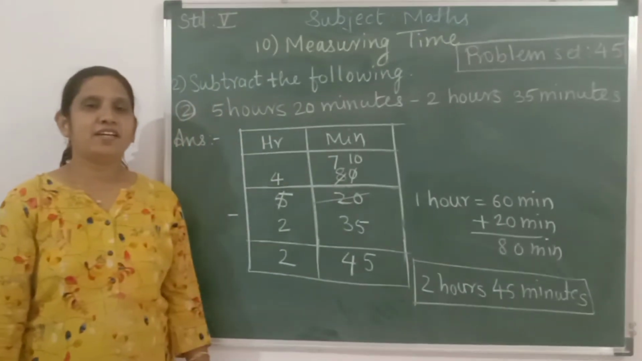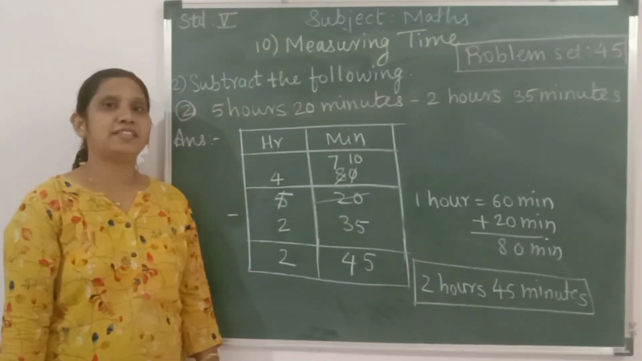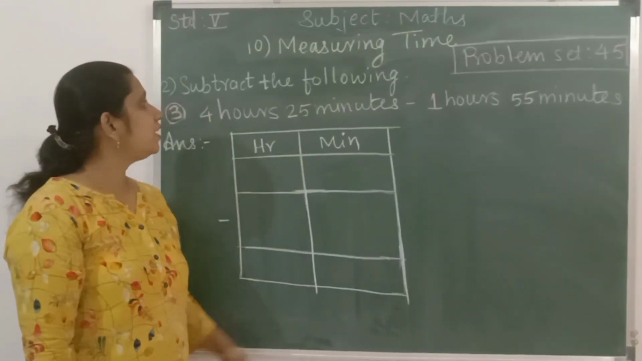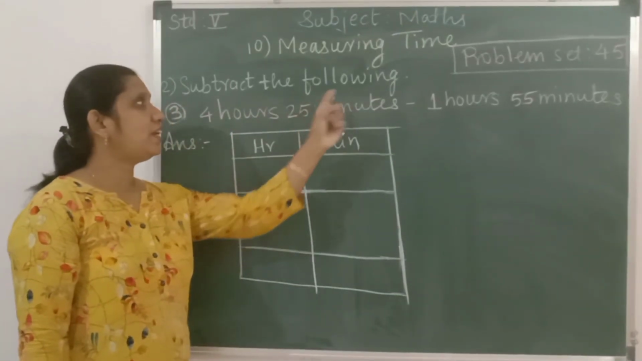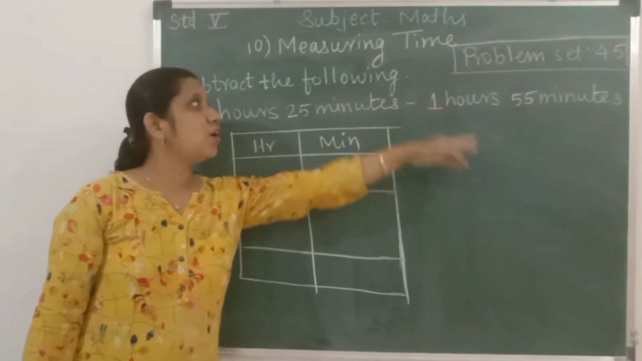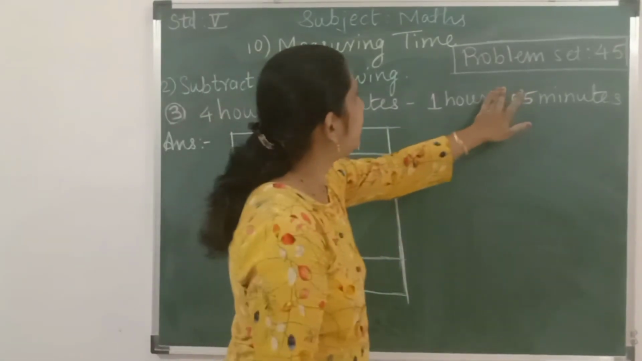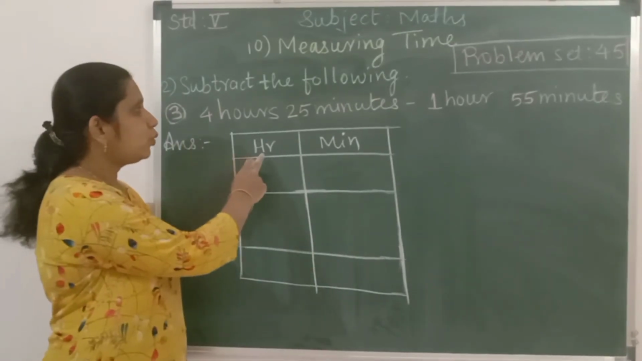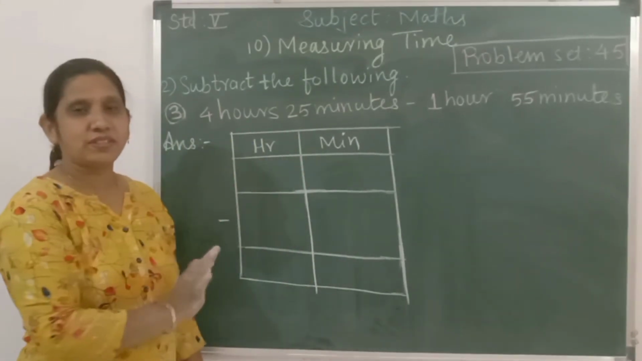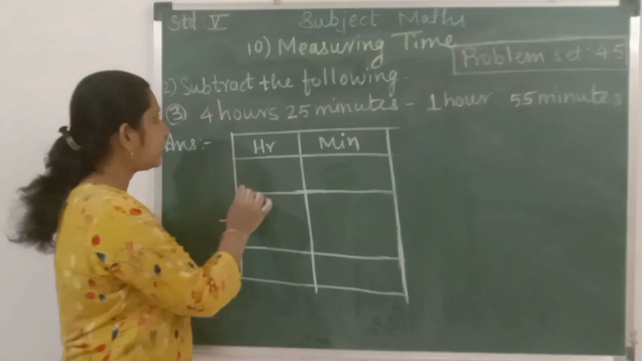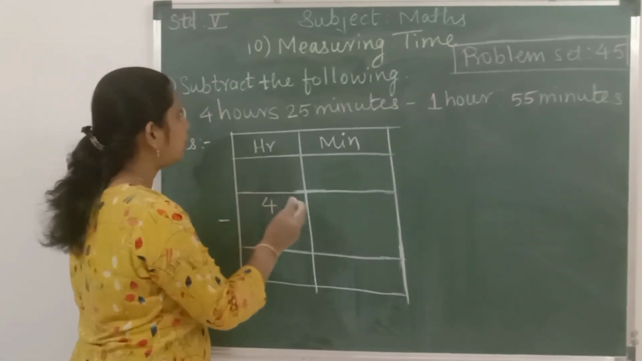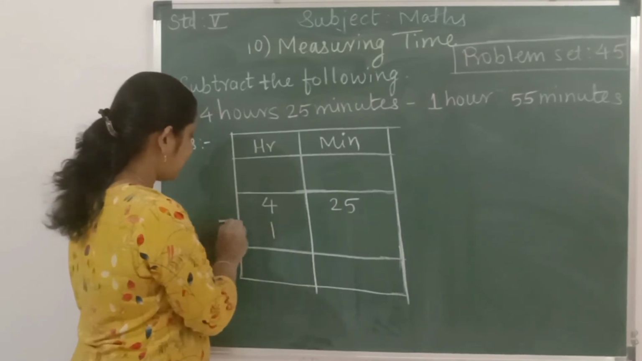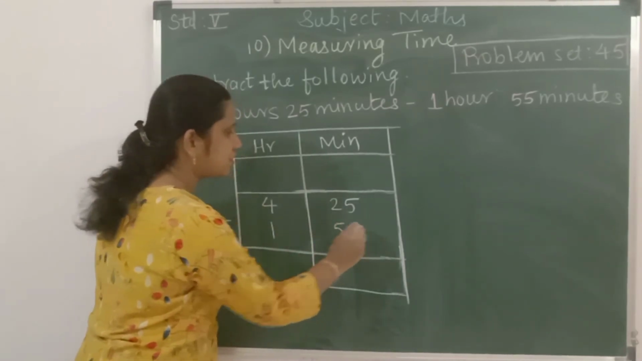Okay, is that clear? Now let us solve example number 3. Students, let us see here what is given. 4 hours 25 minutes minus 1 hour 55 minutes. Okay, so these are two columns, hours and minutes, which I have already prepared. Let us write the numbers in the appropriate column. 4 hours 25 minutes minus 1 hour 55 minutes.